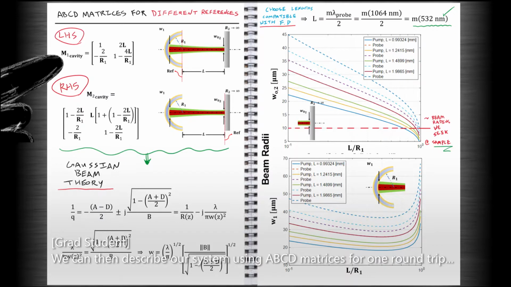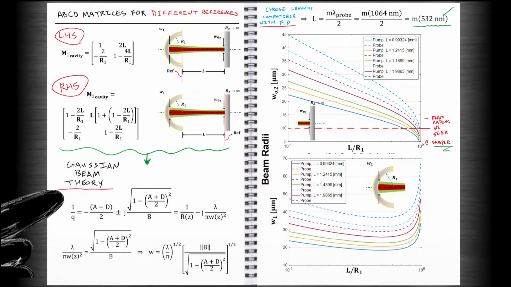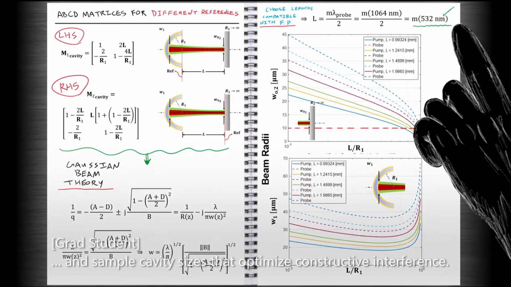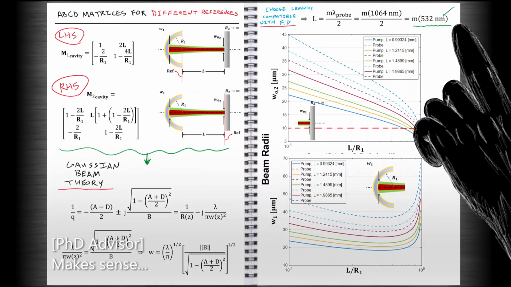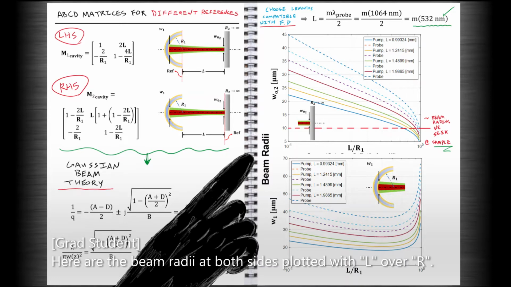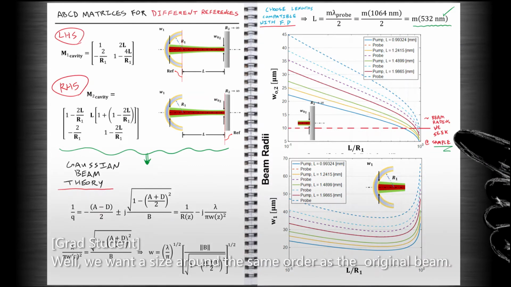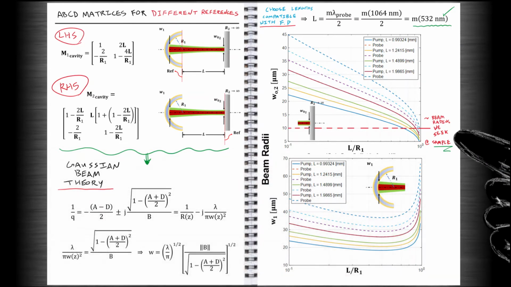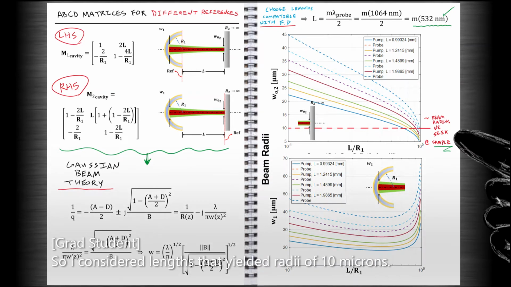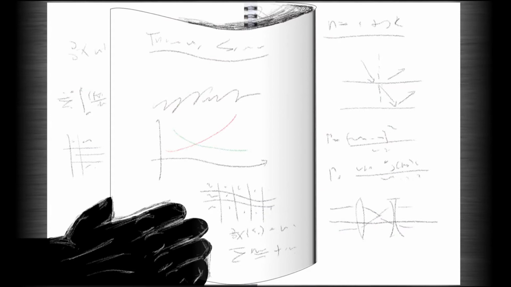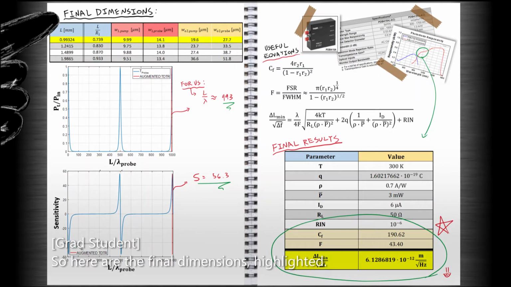We then describe our system using ABCD matrices for one round trip. We use Gaussian beam theory to gain all the beam parameters, and sample cavity sizes to optimize constructive interference. Makes sense. Here are the beam radii at both sides plotted with L over R. So how do you choose from all these? Well, we want a size around the same order as the original beam. So I considered lengths that yielded a radii of 10 microns. So here are the final dimensions, highlighted.